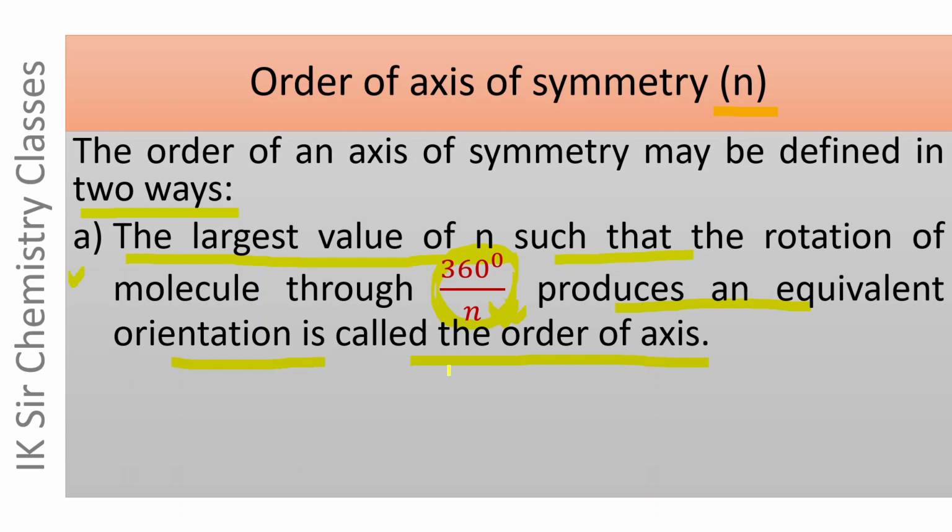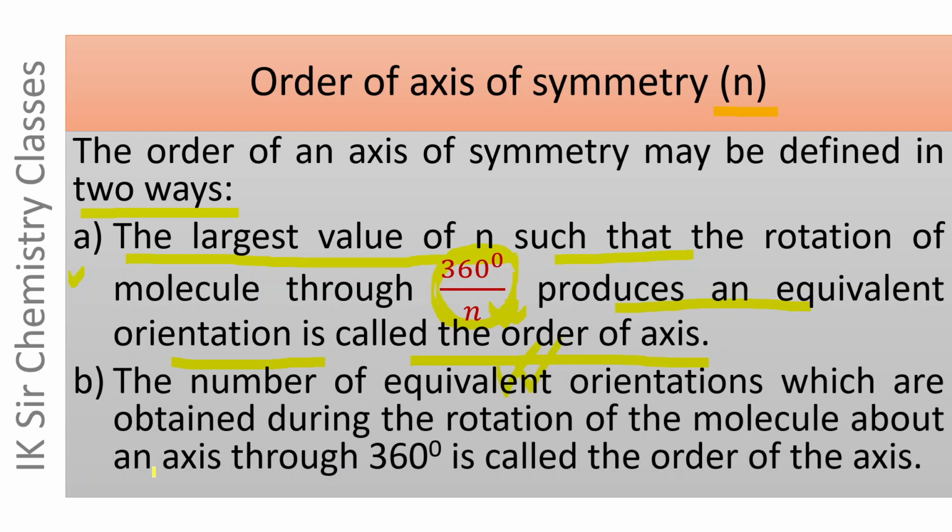The largest value of n, that is the smallest angle through which a molecule is rotated about an axis produces an equivalent orientation, is called the order of axis. And the second way of definition of order of axis is given here. The number of equivalent orientations which are obtained during the rotation of the molecule about an axis through 360 degree is called the order of axis.